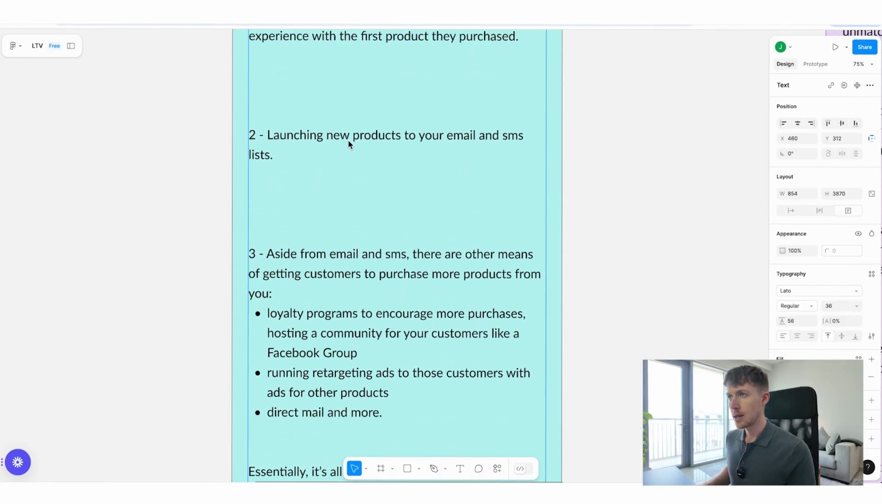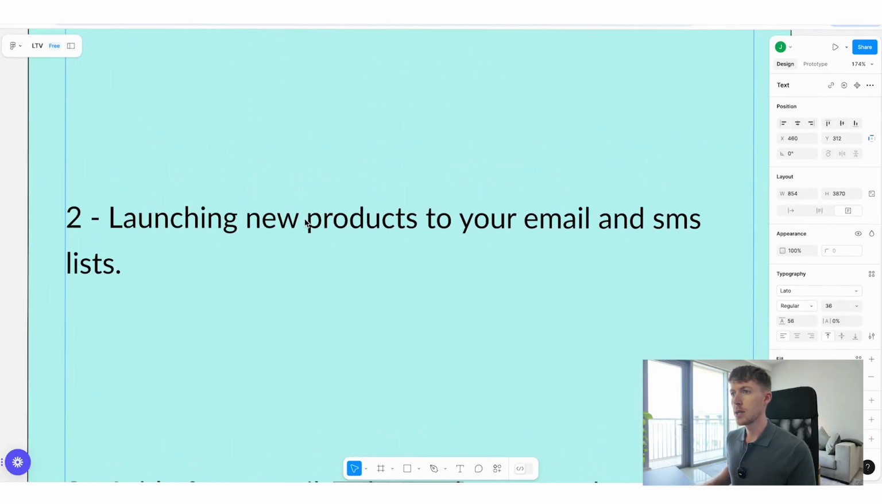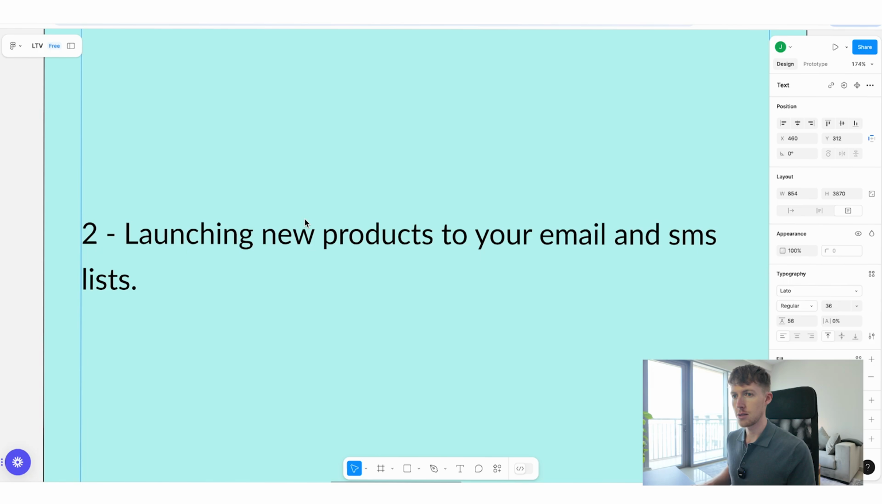So the second way you can get customers to purchase more products from you is launching new products to your email and SMS list. Maybe you have a product roadmap and you know that you're going to be launching new products later this year. Well, launch those products to your email and SMS list. Do a whole strategy behind that: a warm-up, a tease, a big launch, some follow-ups, because that's going to allow you to squeeze out a lot of revenue from those launches by leveraging your existing customers.